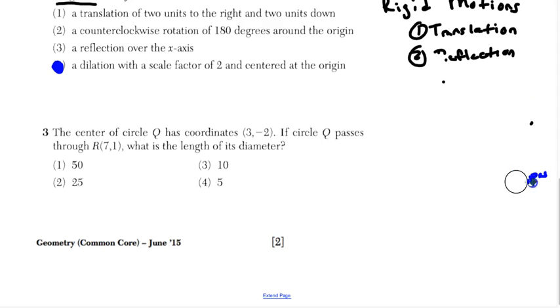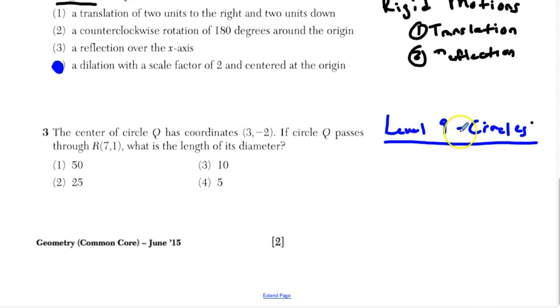In question number 3, it says the center of circle Q has coordinates (3, negative 2). If circle Q passes through R (7, 1), what is the length of the diameter? Now, you might remember this. By the way, this is level 9. This is circles. First thing you should do is just draw a sketch.